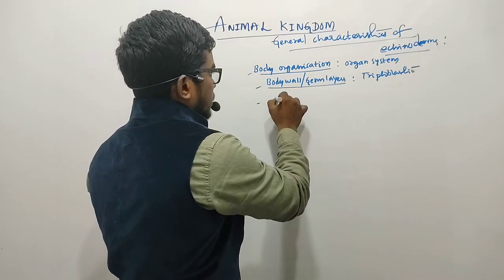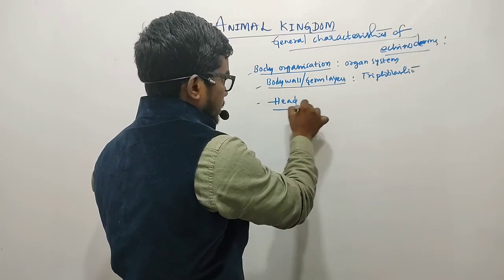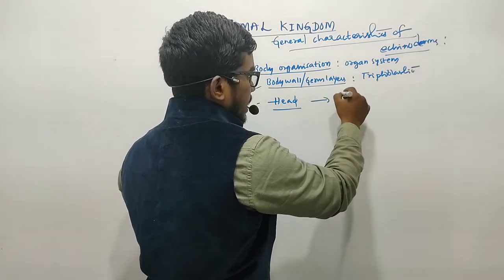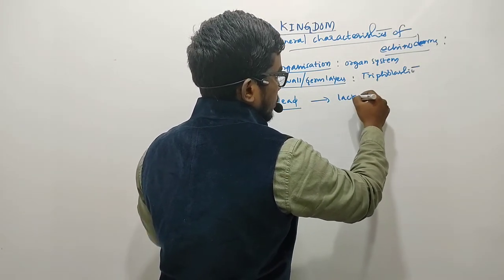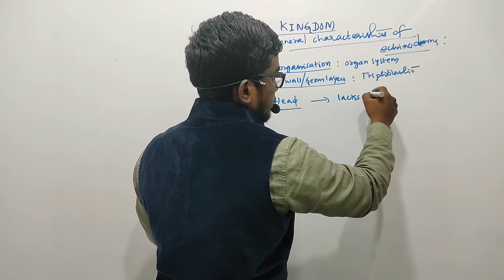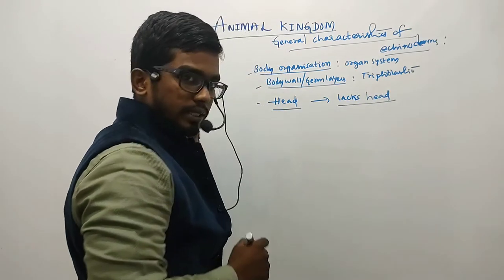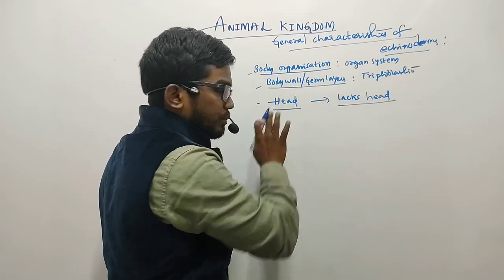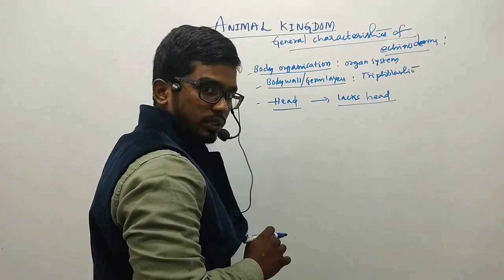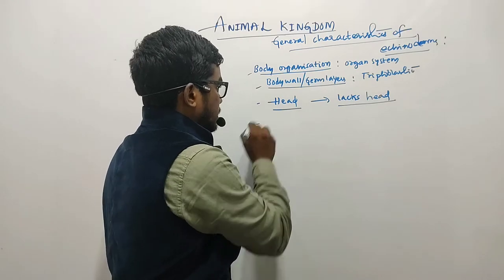Next, moving to one more important aspect, they don't have a head. The organisms belonging to this phylum lack a head, and their body is unsegmented. Cephalization is absent here with respect to echinoderms. Important point, dear students.